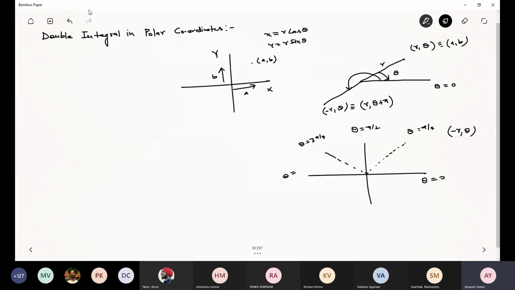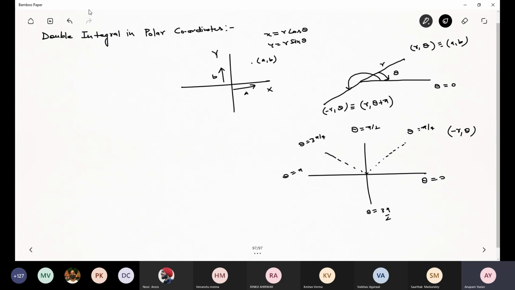This is theta equals pi. And in this way, this is theta equals 3 pi by 2. So these are the equations of the lines which we have expressed on the polar coordinate system. Okay, so these are a few fundamental things of the polar coordinate system.